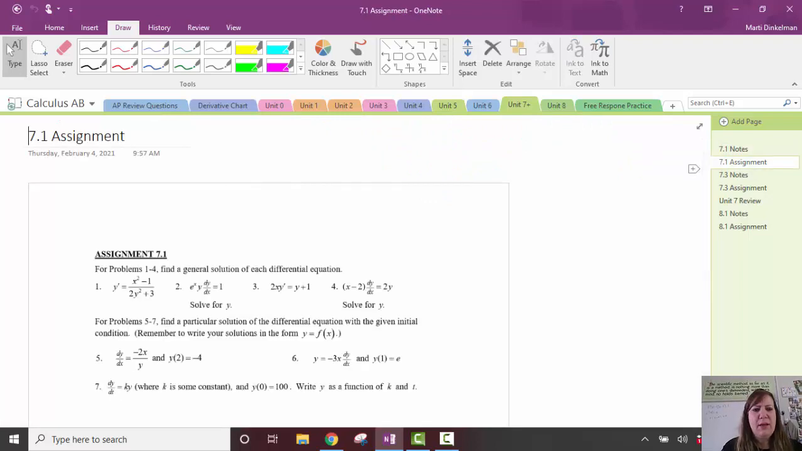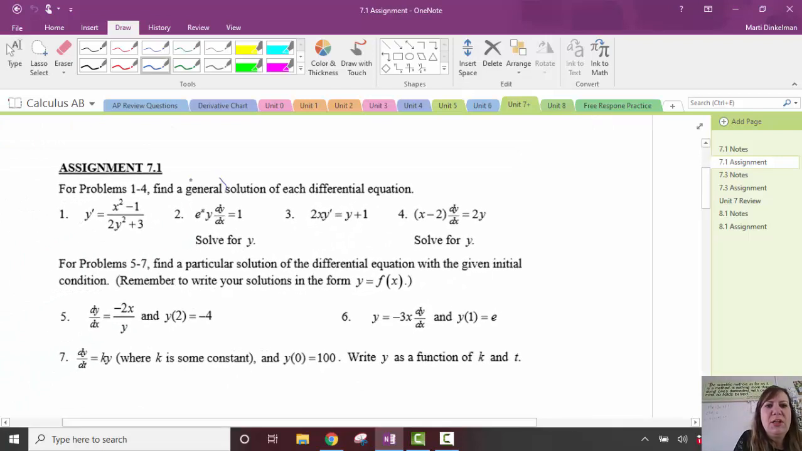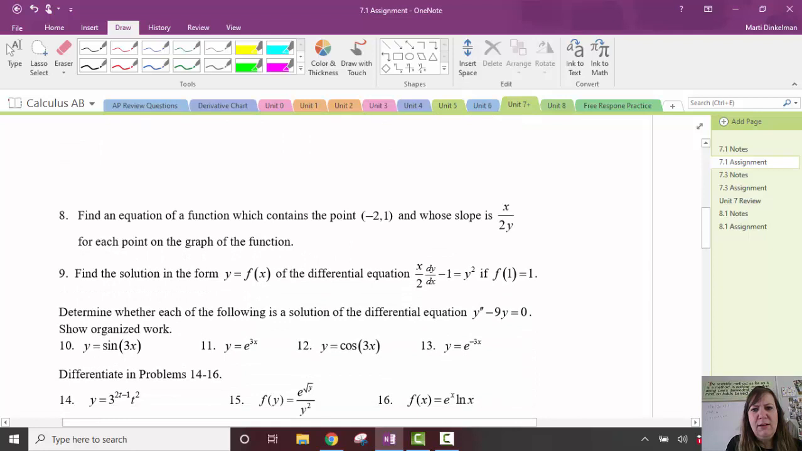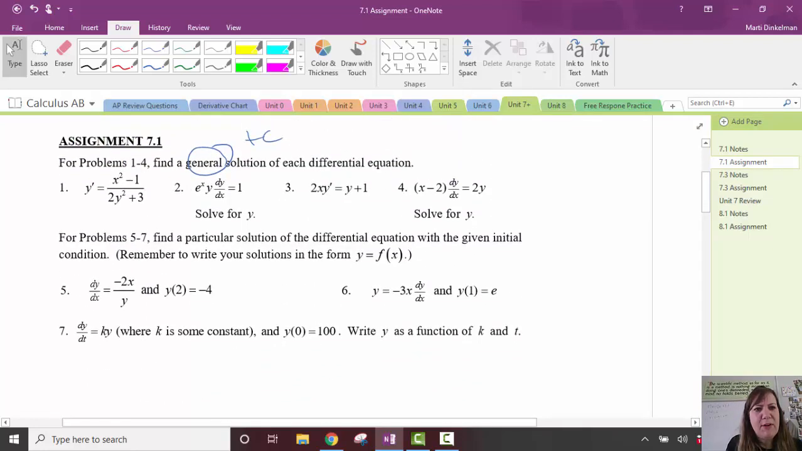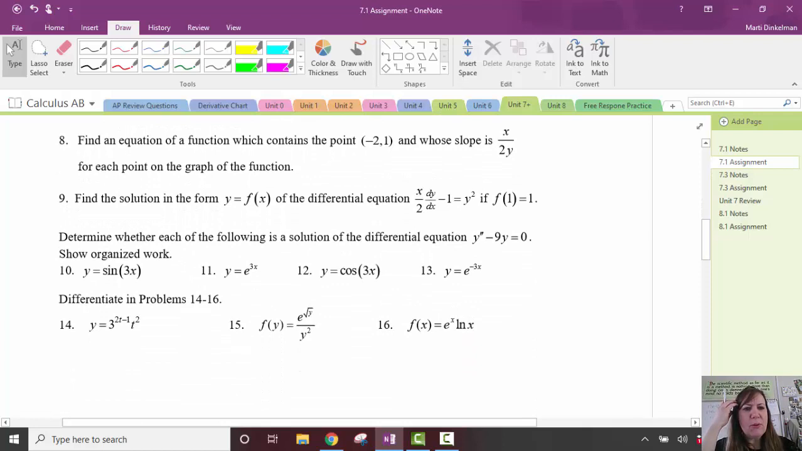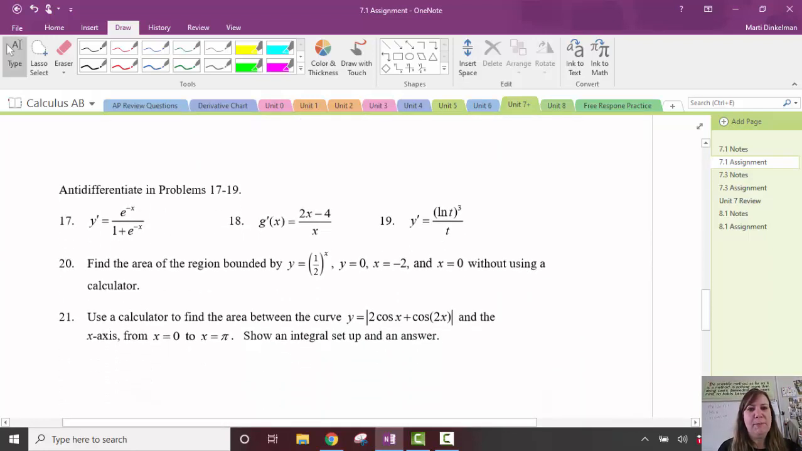Okay, so on the assignment, I don't think there were any we were skipping, but let me look really quick. So again, general solution, those are going to be the ones with the plus c. Particular solution, you're going to find the plus c. And remember advice, anytime you see y prime, don't forget to change it to dy dx, for instance. I just wanted to see if there are any of the, determine whether each of the following is a solution. So on this one, 10 through 13, we're going to do that same thing we did in the very last example, which is find the second derivative in this case and see if it matches that relationship.